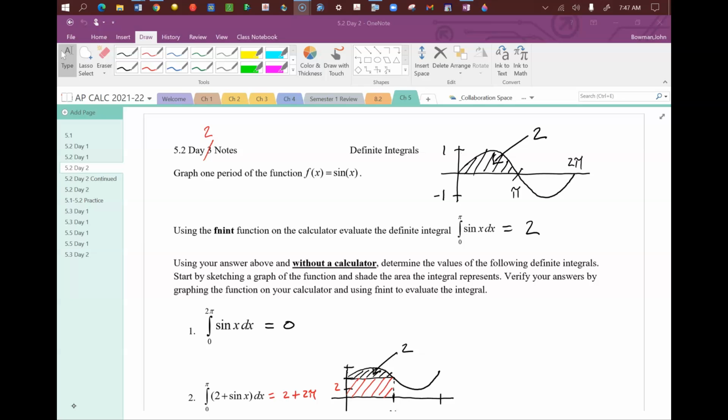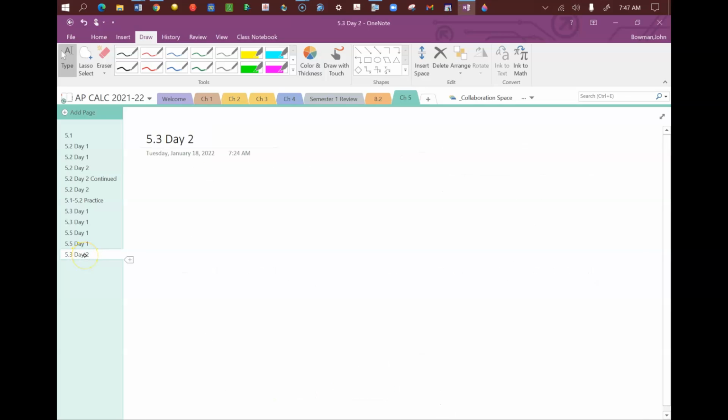So I wanted to remind you that the integral of the sine function from 0 to pi is equal to 2, and that's why we're looking at the 5.2 day 2 notes. And today we are going to learn what is called the fundamental theorem of calculus. And it has two parts, and we are learning about the evaluation part.